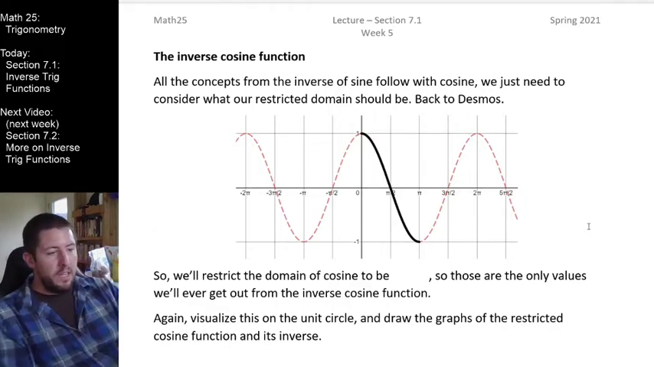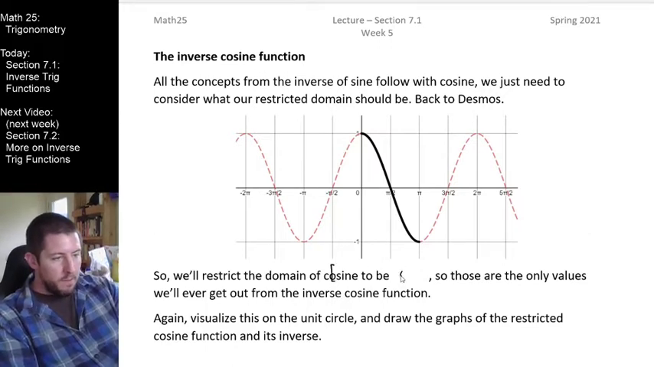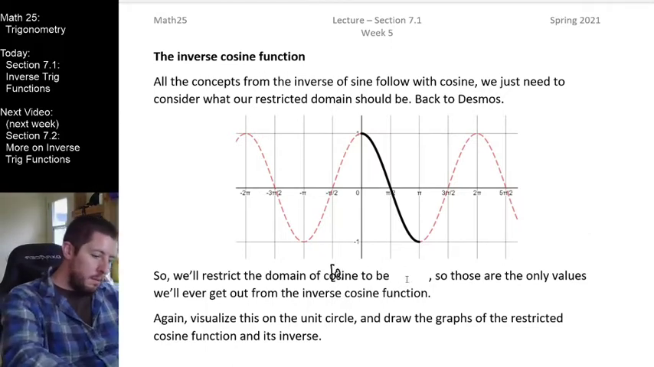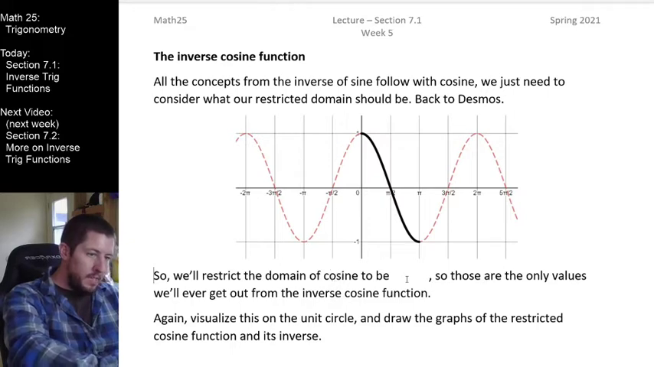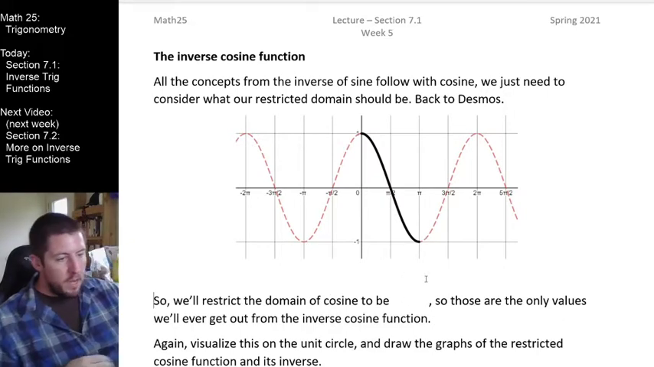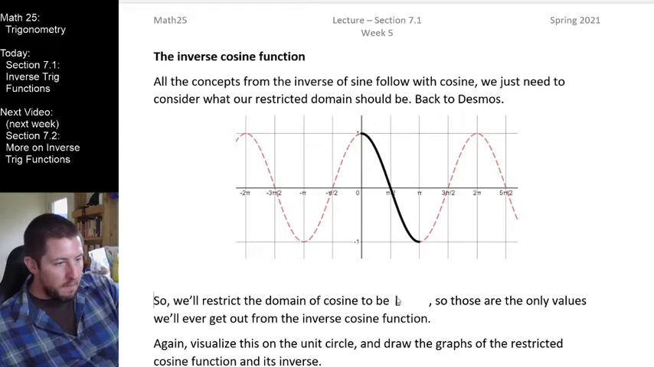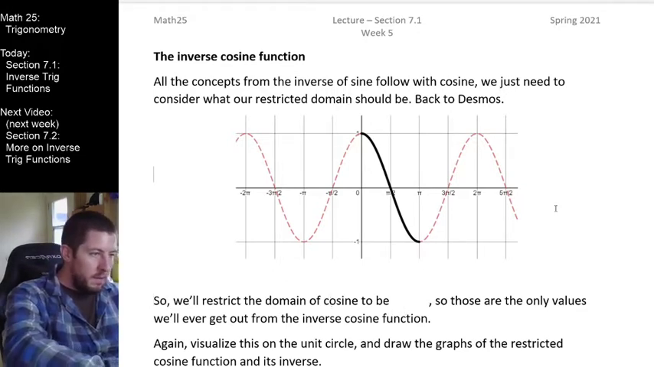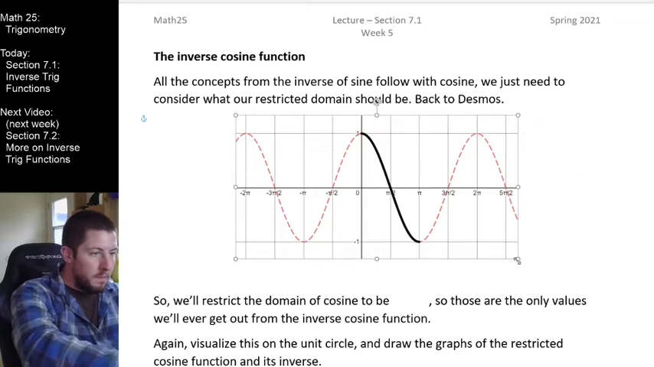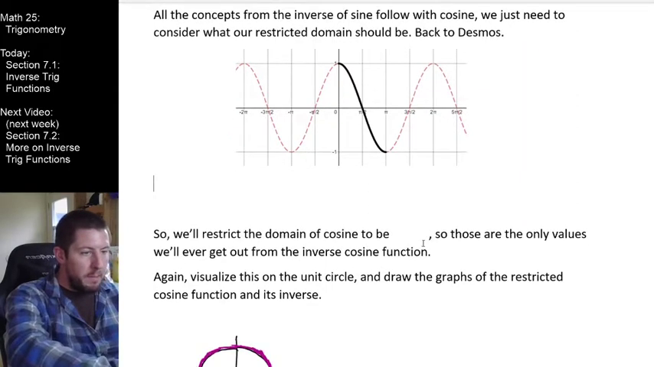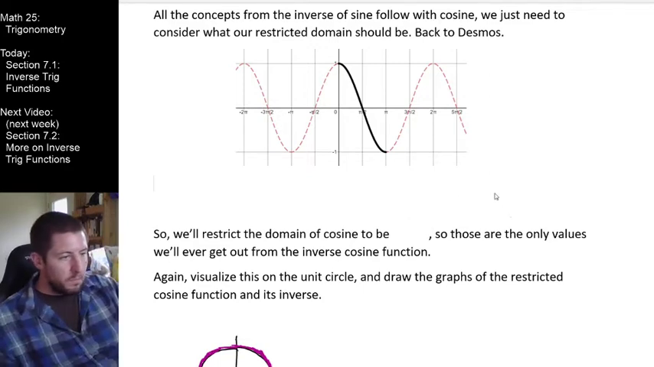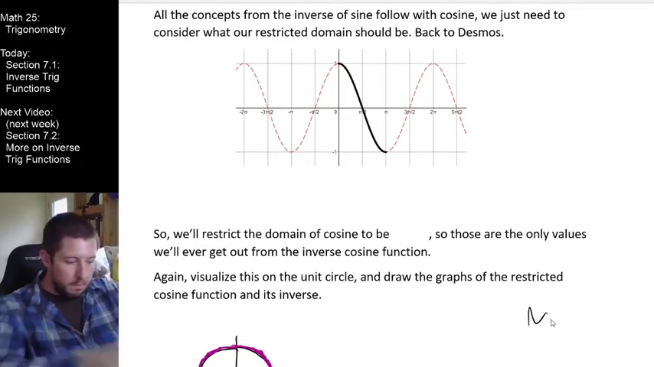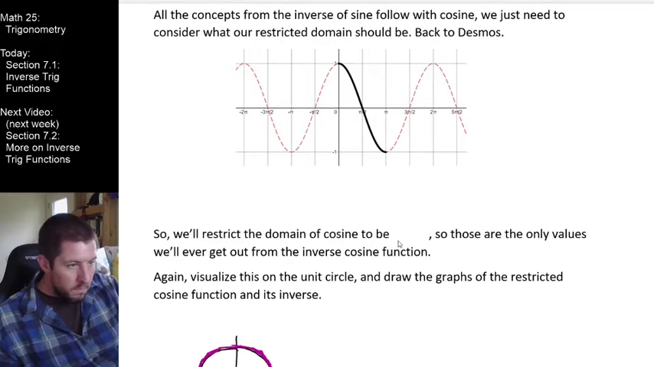So we will restrict the domain of cosine to be from 0. I have to have an aneurysm over here, Microsoft Word. Let me write without moving my stuff. Oh, buddy. How small do you need to be for me to be allowed to write? Didn't move that one. Oh, gosh. Okay.